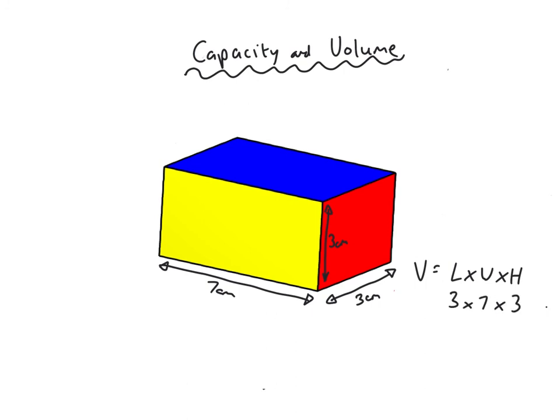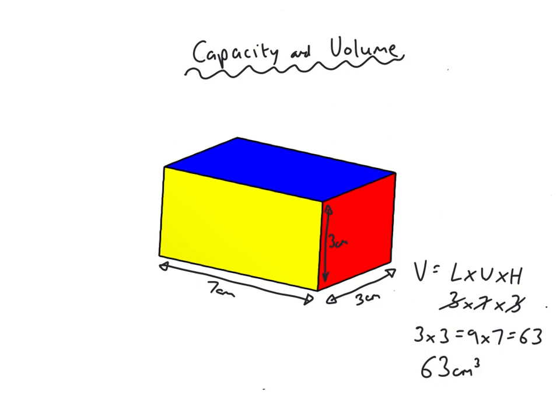Okay, so hopefully you've had a go at working out the volume of this cuboid. Length times width times height, 3 times 7 times 3. It doesn't matter which way around you do your multiplication, so I'm going to make it as easy as I can for myself. I'm going to stick to my tables. I know that 3 times 3 is 9, so I still have to multiply that by 7. And I know that 9 times 7 is 63. So the volume of this cuboid is 63 centimeters cubed.